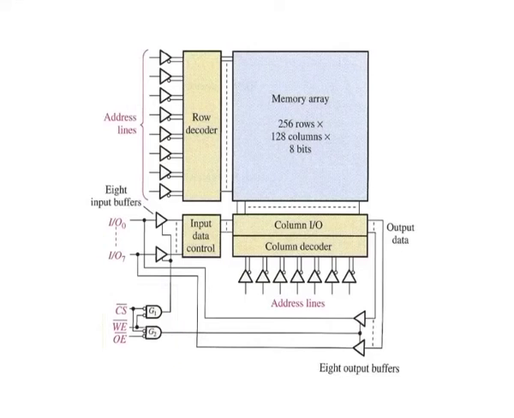In the write mode, write enable is low and output enable is high. The input buffers are enabled by G1 and the output buffers are disabled by G2. Therefore, the 8 input data bits on the data lines are routed through the input data control and the column input output to the selected address and stored.